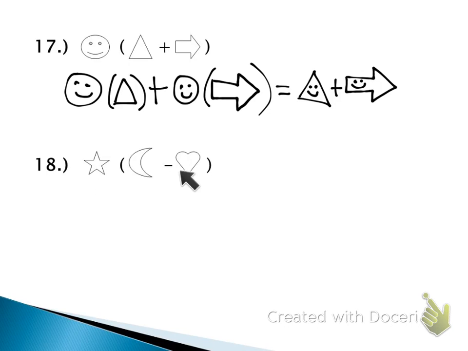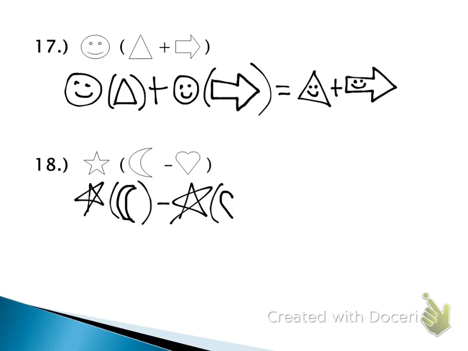It's a little bit weirder to do that part on 18, but we can still show the first step. So we've got a star times a moon, or a crescent, minus a star times a heart. Combining those is a little bit harder than combining a smiley face with a shape, but you might be able to make it work. So that's just showing that you can still represent the distributive property with symbols. You don't need it to always be numbers and letters.